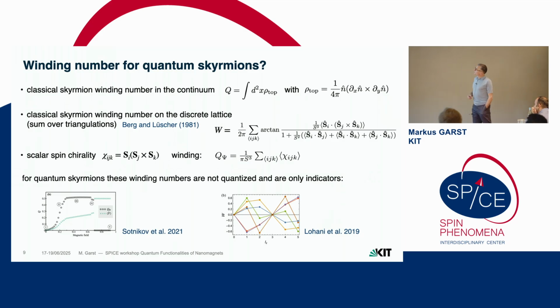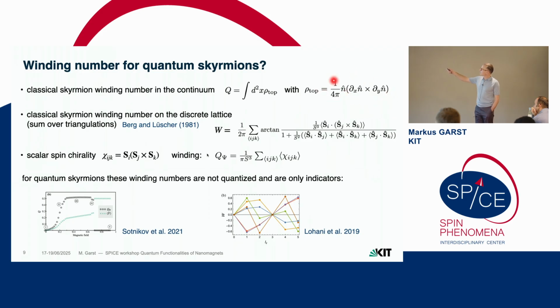Good. What else can you do? I told you in the first slide that there is a kind of winding number. On the classical level, there is a topologically quantized winding number that you can calculate. So this is depicted here again.